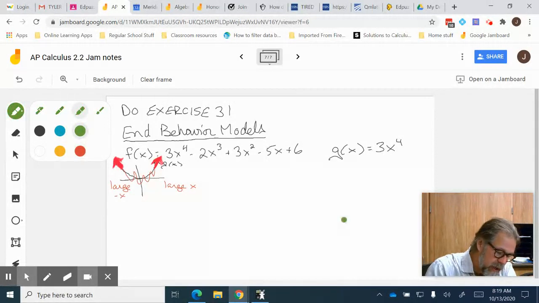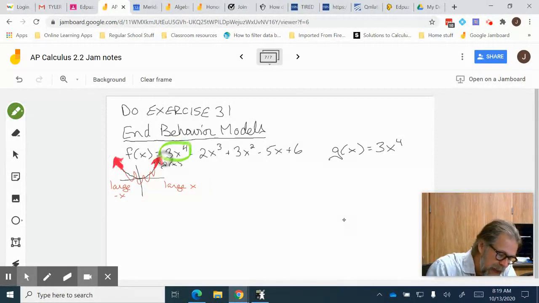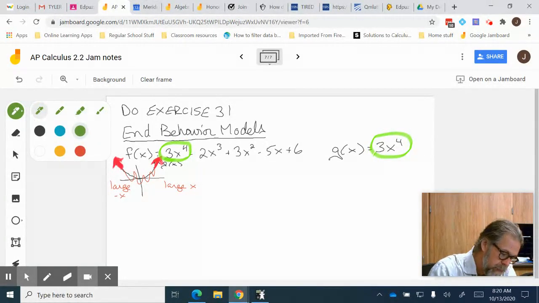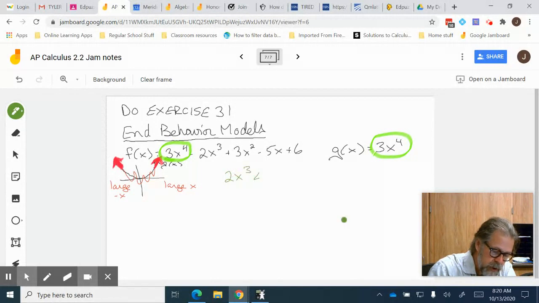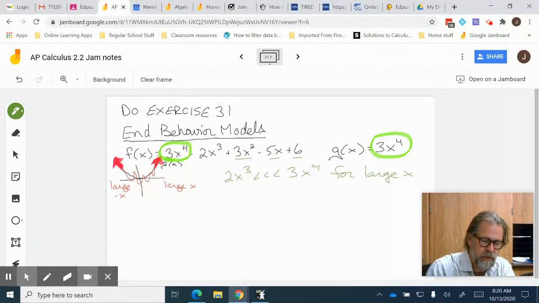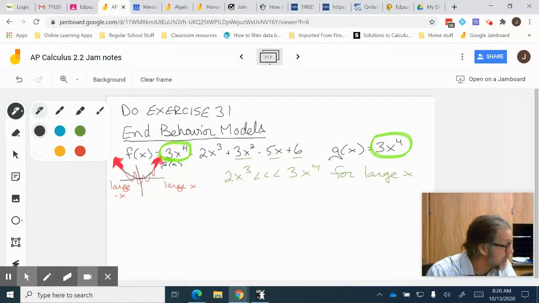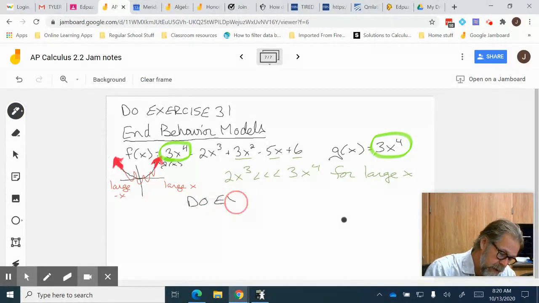And we can tell that they are going to do the same things because when x gets large enough, 2x cubed is much, much less than 3x to the fourth for large x. Ditto 3x squared and 5x and 6. For large enough x, those become insignificant, and what we then have is something that on the ends looks like 3x to the fourth.